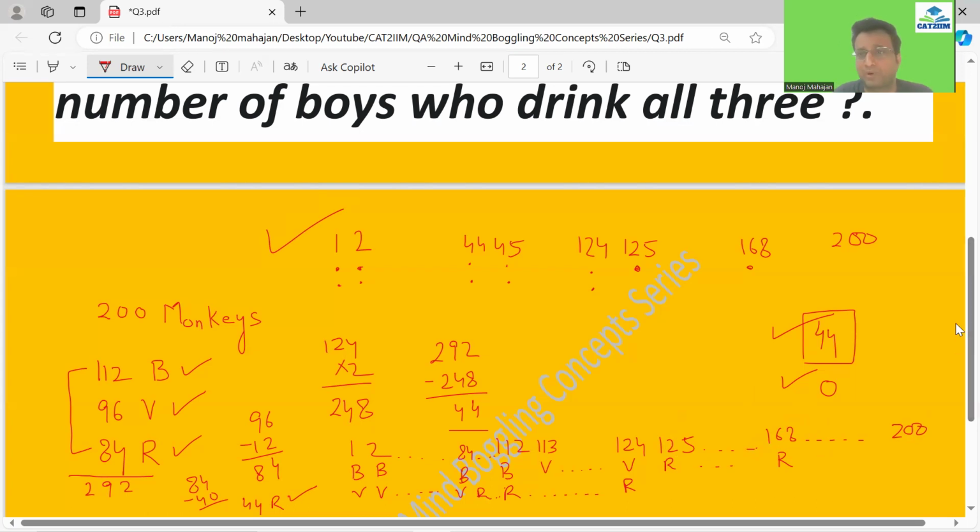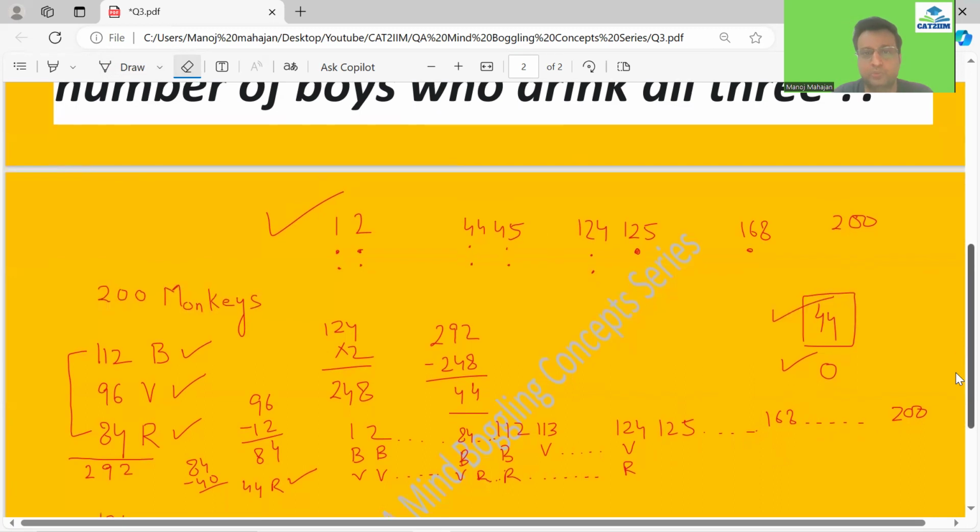If the problem were, as in the question, maximizing, in that case we could have distributed on this part, 1 to 84. So you know that 1 to 44, we could have given R. So 44 would have become the maximum that we could give three kinds of toffees to the monkeys. And that is your answer.